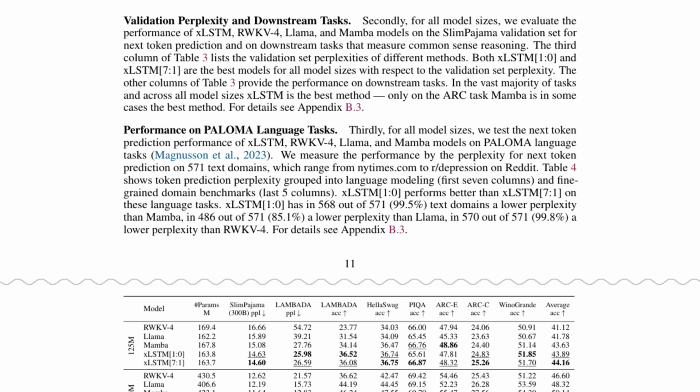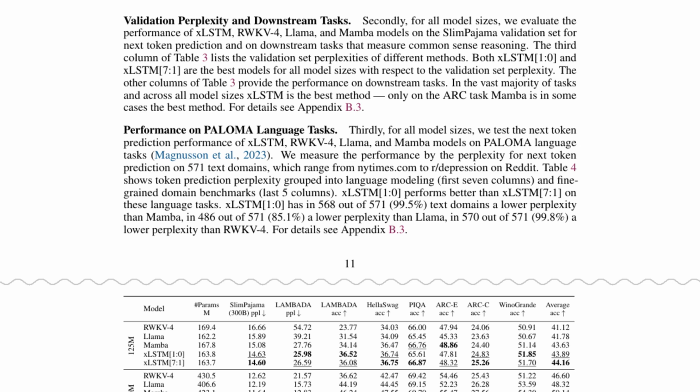Performance on Paloma language tasks. Thirdly, for all model sizes, we test the next token prediction performance of xLSTM, RWKV4, Llama, and Mamba models on Paloma language tasks. We measure the performance by the perplexity for next token prediction on 571 test domains, which range from nytimes.com to r/depression on Reddit. Table 4 shows token prediction perplexity grouped into language modeling, first 7 columns, and fine-grained domain benchmarks, last 5 columns. xLSTM 1:0 performs better than xLSTM 7:1 on these language tasks.